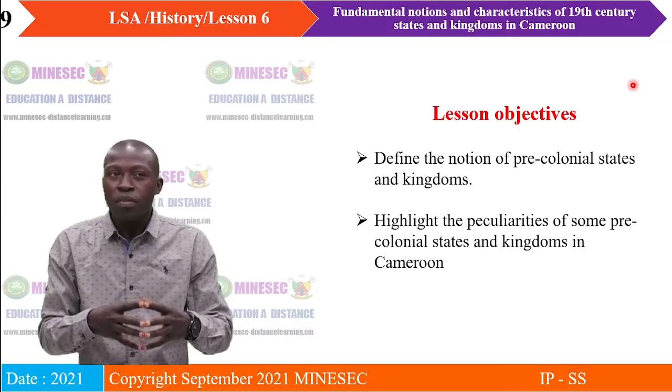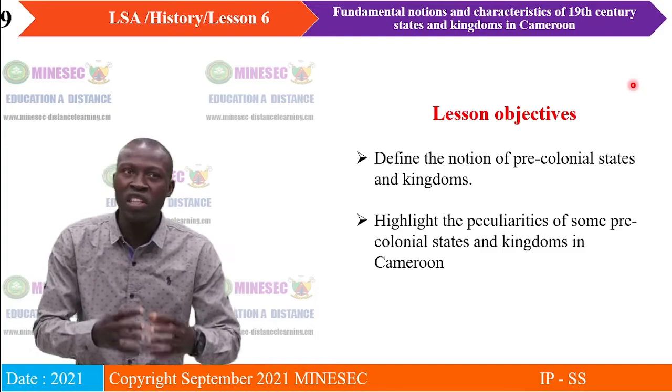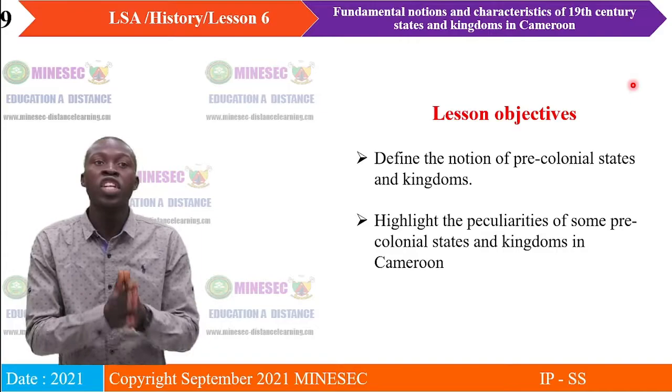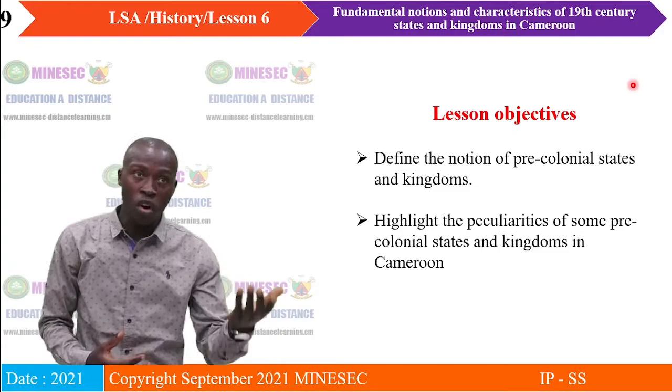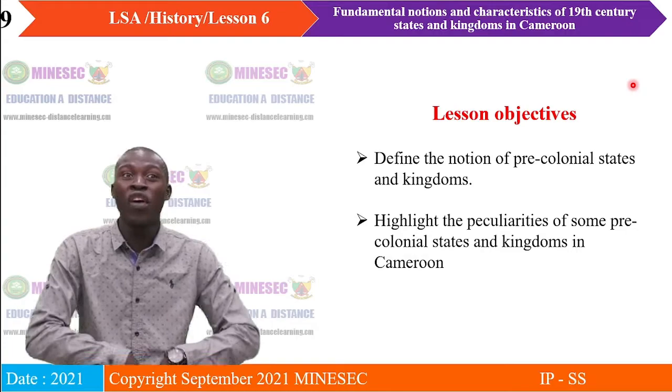Secondly, to highlight the peculiarities, that is to say, the characteristics of some of these pre-colonial states and kingdoms that emerged in Cameroon. Remember, they were found in different parts of Cameroon, as we saw on the map. They migrated to different parts of Cameroon, and so developed different cultures, different systems of leadership, and so were similar, but also very different in their existence.